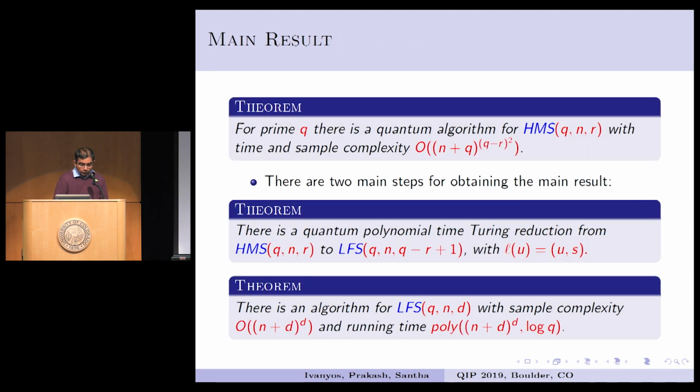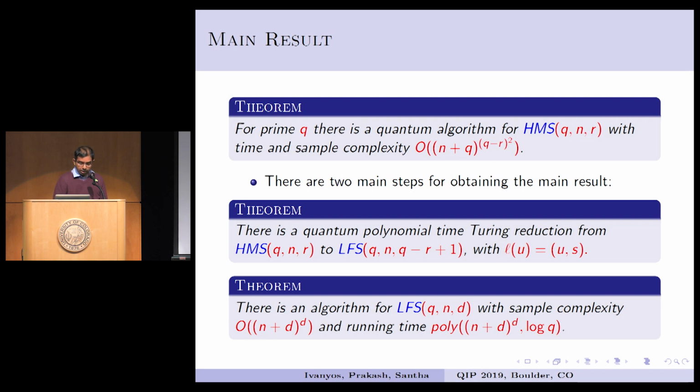Now I'm going to state the main results and the main steps used to obtain these results. The main result is, of course, that for a prime Q, there is a quantum algorithm for HMS Q,R, which has this complexity, and there are two main steps for obtaining this result. The first is a quantum polynomial time reduction from the hidden multiple shift problem to the learning from subset problem. And the reduction is such that the linear function is exactly the shift. If you know L, L(u) is equal to u dot s.